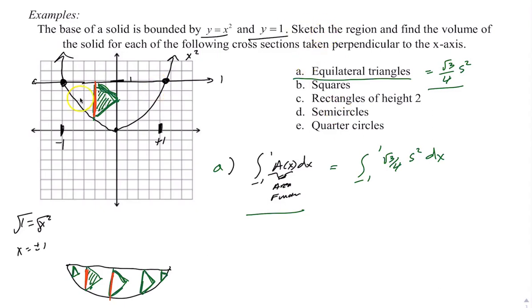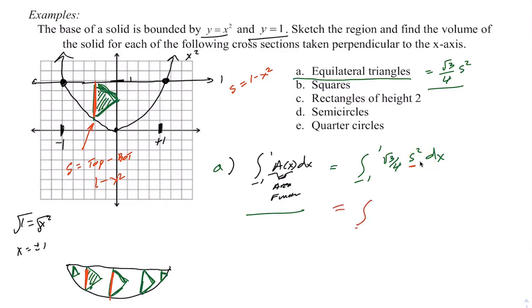S is your function, and my function here is just top minus bottom. So this is my s. That's always just top minus bottom. In this case, top minus bottom is 1 minus x squared. So my s is going to be 1 minus x squared, because that's the length. How long is our function? Our function is this long. It's the top minus the bottom. Even here, it's still the top minus the bottom. Even there, top minus bottom.